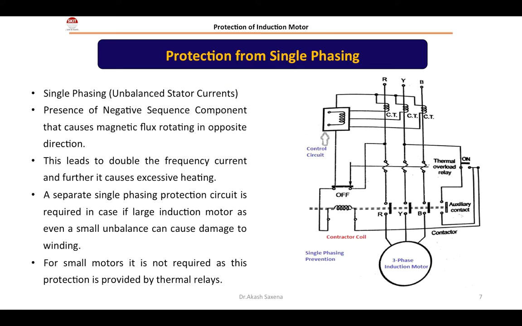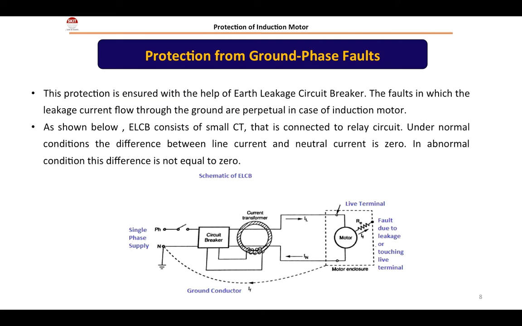So we need to understand what is happening here. With RYB phases, CTs are employed. Wherever there is an imbalance in the circuit, wherever a phase is blown off, the control circuit will give the indication to the circuit breaker to trip. Depending on the output from the control circuit, the tripping command can be given to the circuit breaker when the negative sequence current exceeds its preset limit. So this is prevention from single phasing.